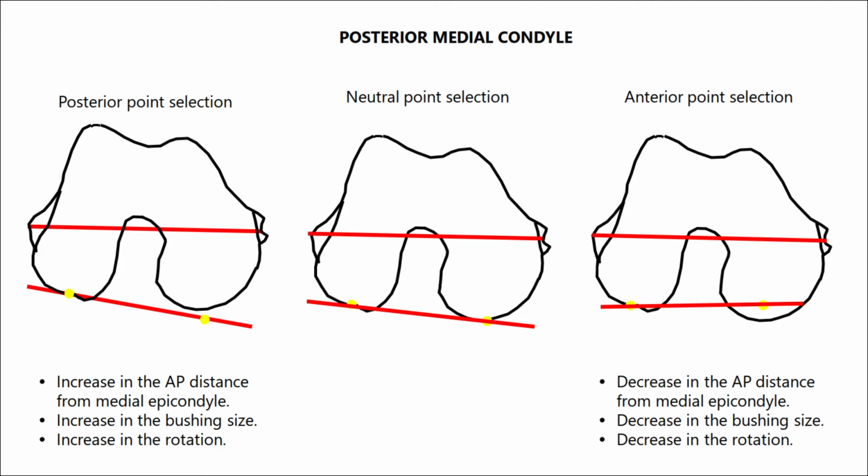medial femoral cut. The posterior condylar axis is defined as the line between the posteriormost points on the medial and lateral femoral condyles. Errors in selecting this landmark will lead to errors in defining the posterior condylar axis and the depth of the cut. This will lead to an error in defining the size of the bushing to be used on the jig.